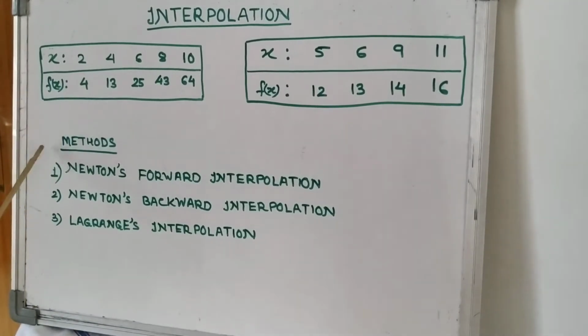There are three methods of interpolation. First one is algebraic methods. These are algebraic methods. First one is Newton's forward interpolation formula. Second one is Newton's backward interpolation formula. And third one is Lagrange interpolation formula.